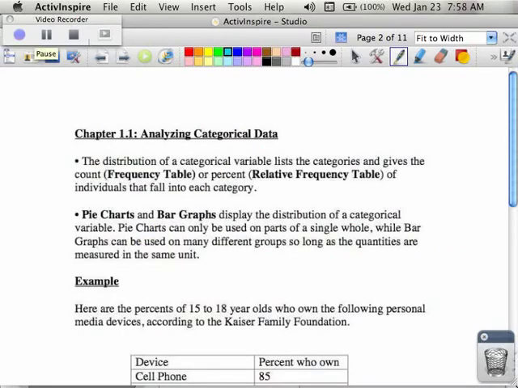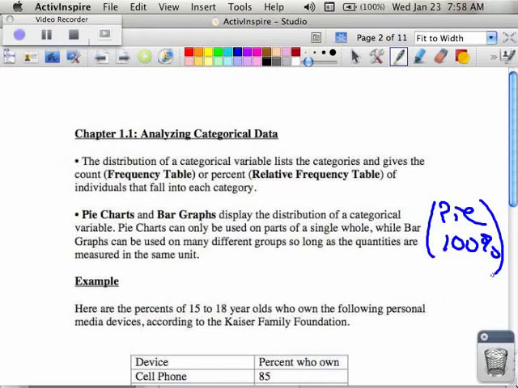All right, so the distribution of a categorical variable lists the categories and gives the count. How many of those showed up? That's called a frequency table. Or sometimes they write it as a percentage. That's called a relative frequency. Pie charts and bar graphs oftentimes are used to display these categorical variables. Pie charts can only be used if it's part of a whole, because pie charts are talking about out of 100%. So a big note to put off to the side here for pie charts: you have to have it total up to 100%. If it doesn't total up to 100% of the things that you're talking about, you cannot use a pie chart.